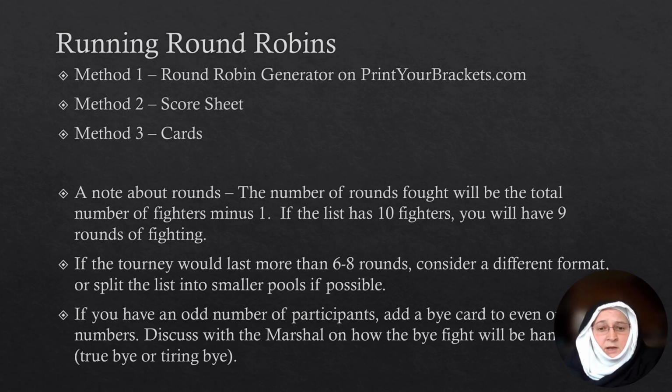The number of rounds that will be fought will be the total number of fighters minus 1. So if your list has 10 fighters, you're going to have 9 rounds of fighting. Now, if your tournament is going to have more than 6 to 8 rounds, you might want to consider a different format, or you might want to split the list into smaller pools if possible. You know, if your event space or your practice has enough room to split into 2 separate pools, or 3, or however many you have.